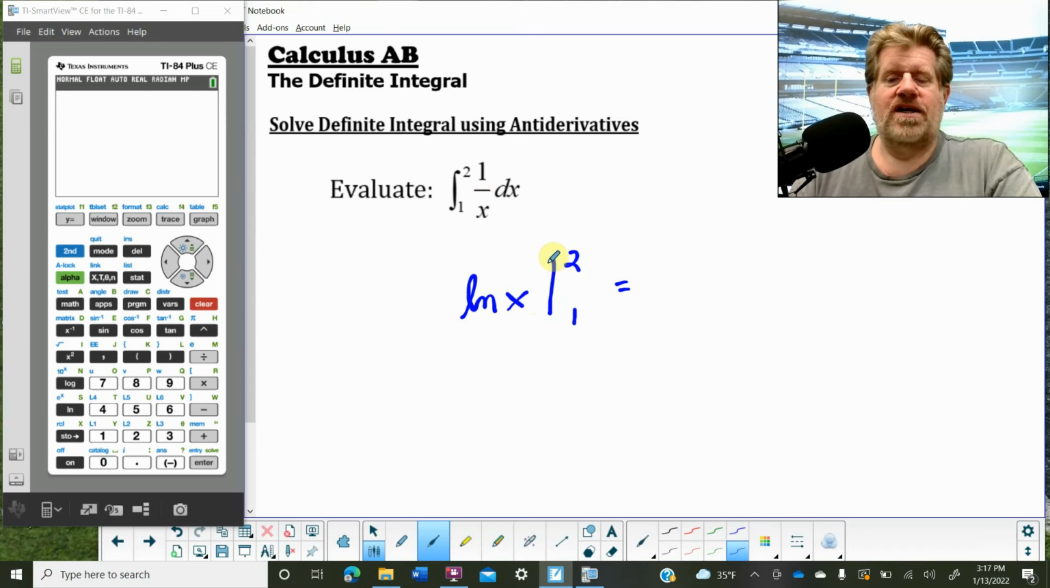Now you notice I didn't put brackets on this one. And you don't have to put brackets. I tend to do that when there is more than one term. If there's one term, you don't necessarily need it.